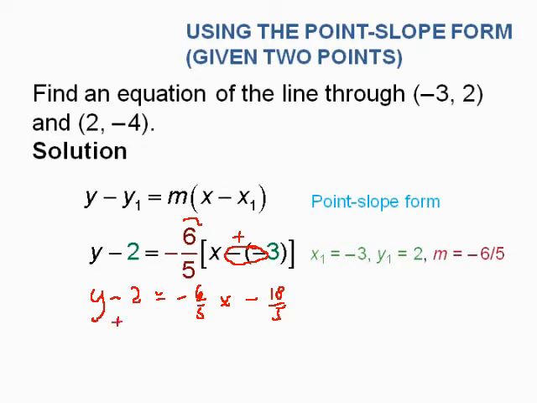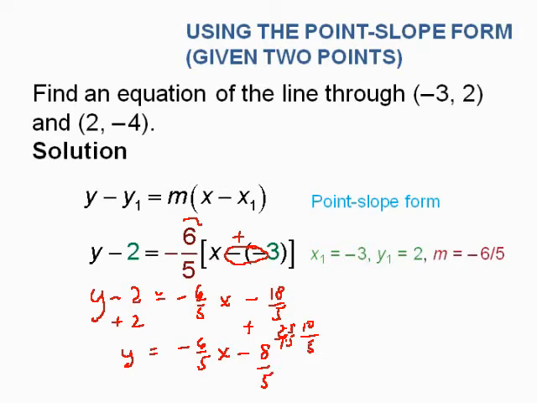And to solve this for y, we'll go ahead and add 2 to both sides of the equation. So y is going to equal negative 6/5 x. And then if you want to take negative 18/5 plus 2, we can change 2 into a fraction, 2 over 1, and get a common denominator of those two fractions, which would be 5. Then 2 becomes, multiplying top and bottom by 5, 10 over 5. So we would have minus 18 over 5 plus 10 over 5, which would be a minus 8/5.